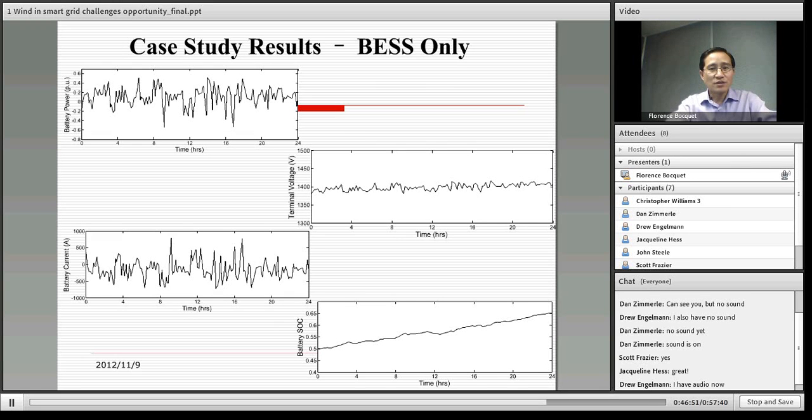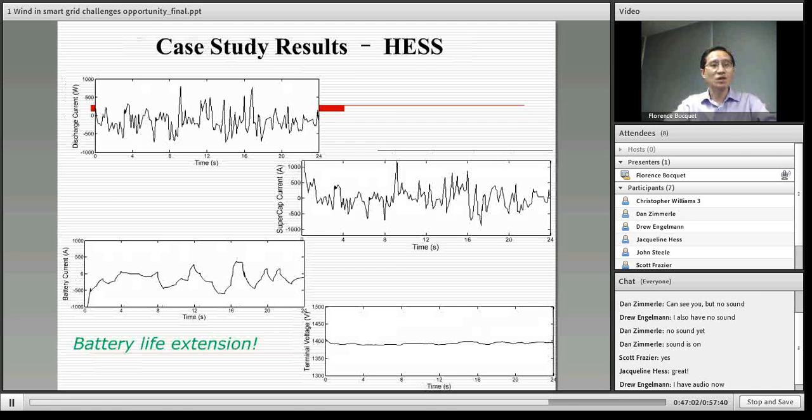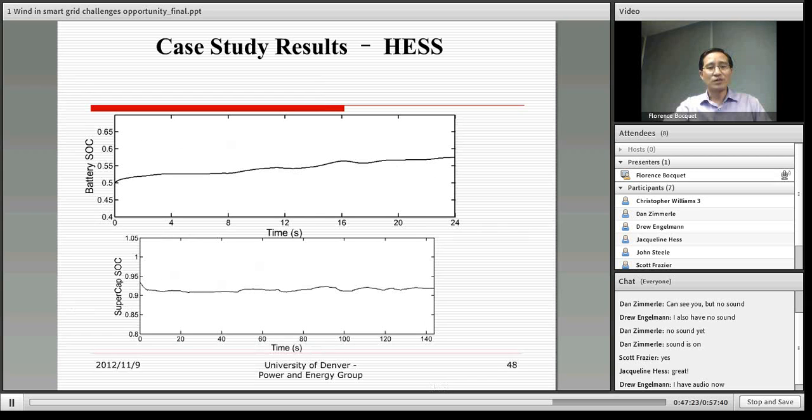And as we see, if we only use a battery energy storage system, then the battery will see a lot of charging and discharging fluctuation. That's not good for battery life. But with the hybrid energy storage system, as we see here, the battery power sees much less charging and discharging fluctuation cycles. So it will help battery life extension.